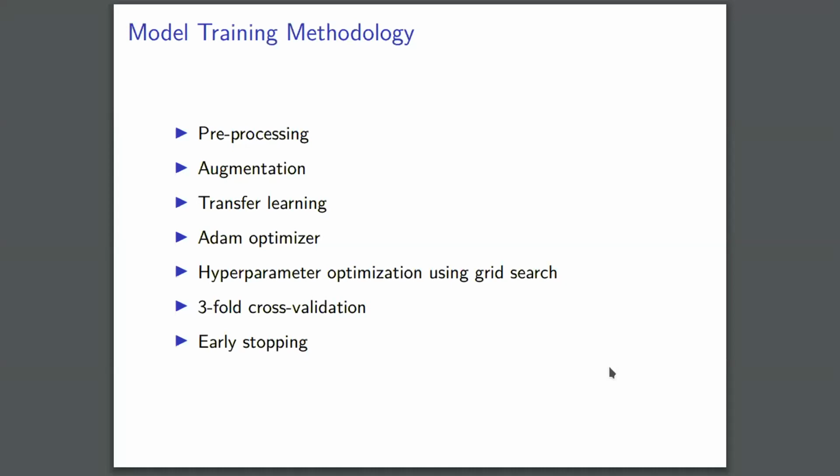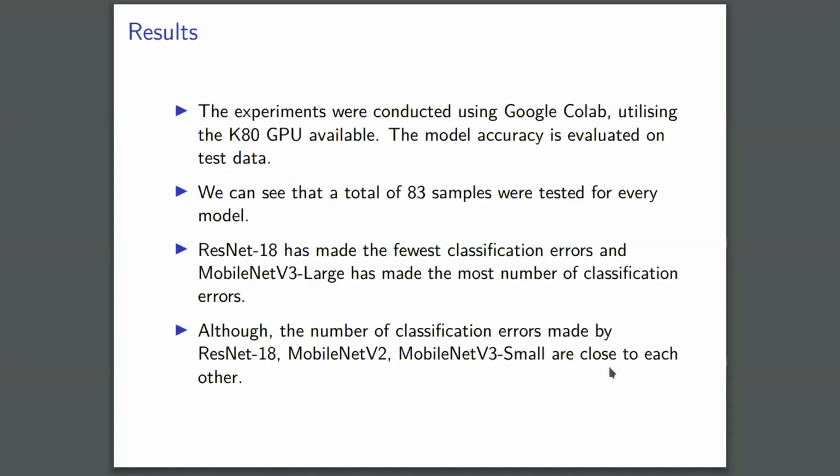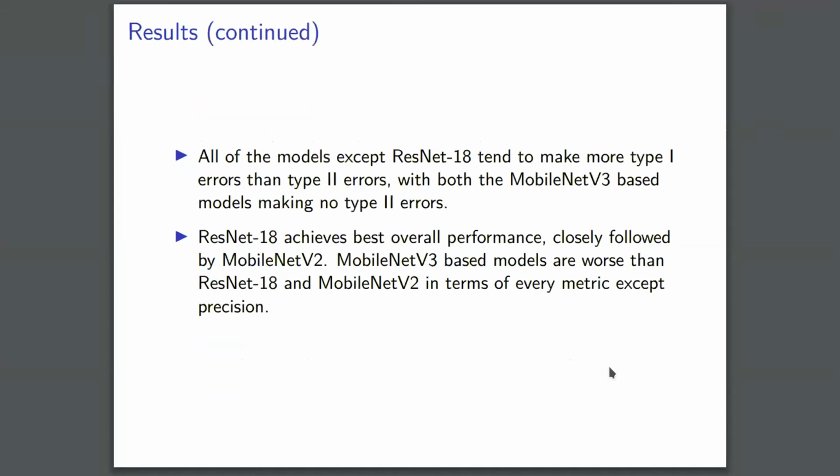So let's come to the results. All the training was performed on Google Colab on a K80 GPU, and we tested 83 samples, as I stated before. We see that ResNet 18 made the fewest classification errors, and MobileNet version 3 made the most, although ResNet 18, MobileNet version 2, and MobileNet version 3 are very close. ResNet 18 makes more type 1 errors than type 2, and the MobileNet version 3 model makes no type 2 errors.